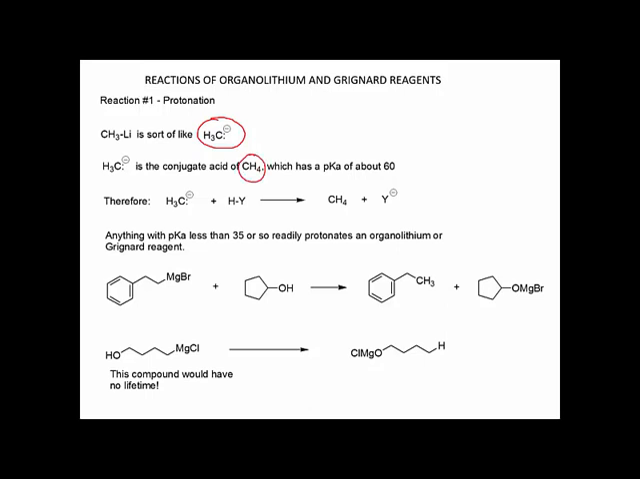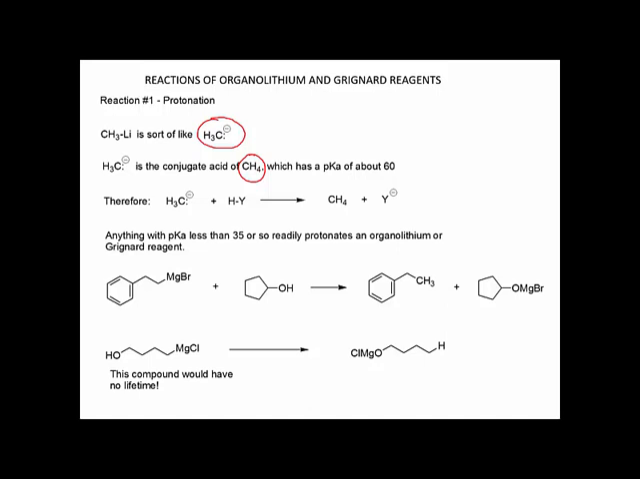This is a very high number when you think about what pKa means. It's a logarithmic scale. This is 10 to the minus 60 moles. This means that of all the methane molecules on planet Earth, it's likely that not even one of them is deprotonated at equilibrium. Anything with a pKa of less than 35 or so readily protonates an organolithium or a Grignard reagent.